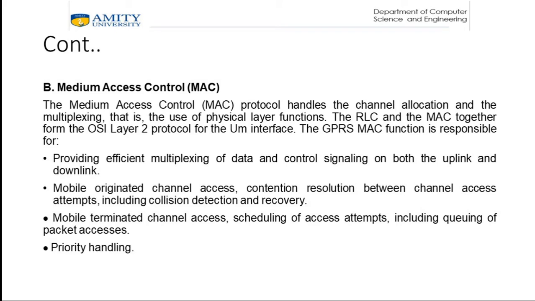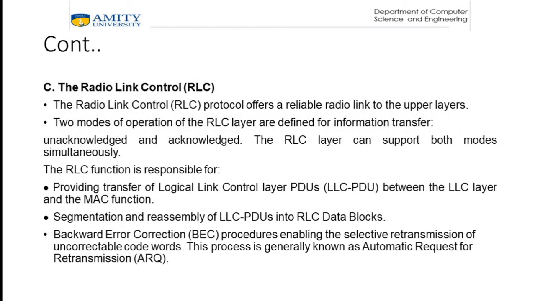packet accesses, and then is the priority handle. Then we go to the next layer. This is the radio link control, or the RLC. It offers a reliable radio link to the upper layers. What are the upper layers above it? The physical layer, the MAC layer.